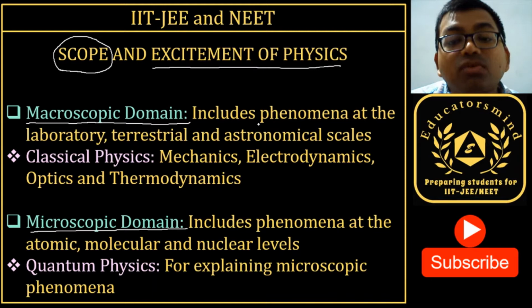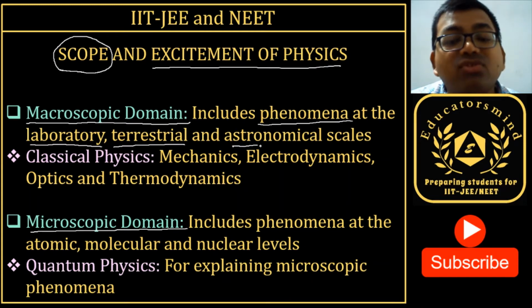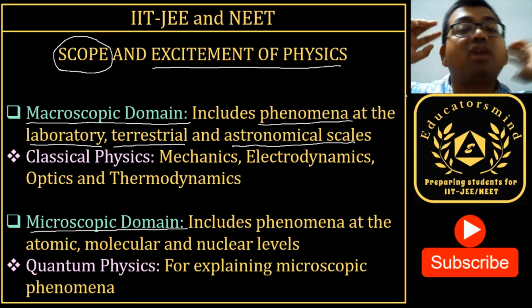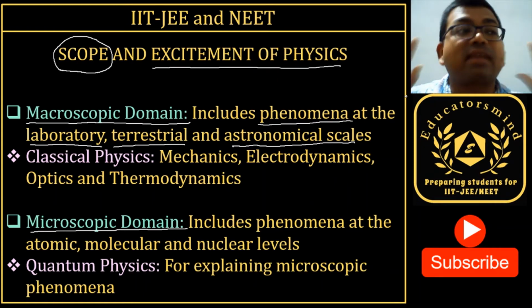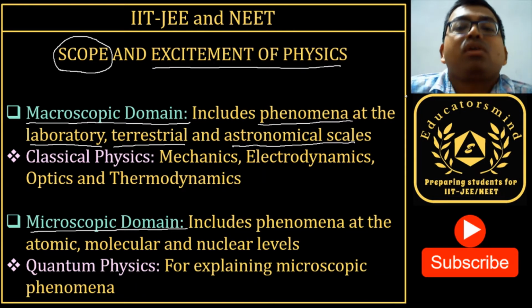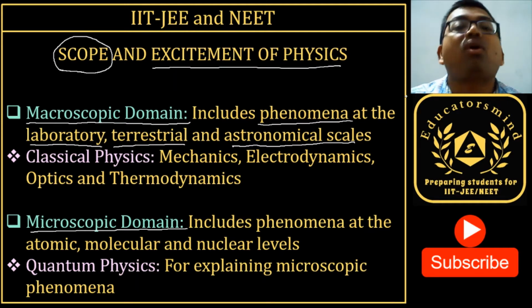It includes phenomena at the laboratory, the terrestrial and the astronomical scale. So the bigger picture doesn't mean only the very large planetary scale, but also our level in our laboratory, the nature that we see. This is all macroscopic. Of course there is a scale difference, but these are all classified as the macroscopic domain where the laws of physics are valid.